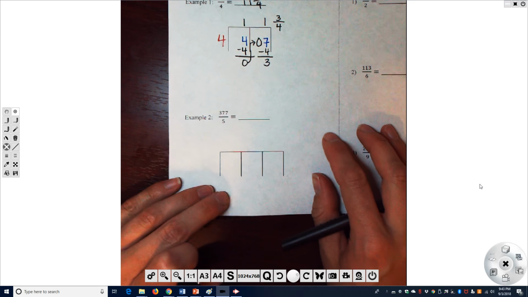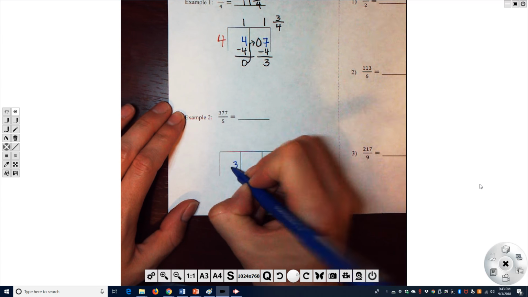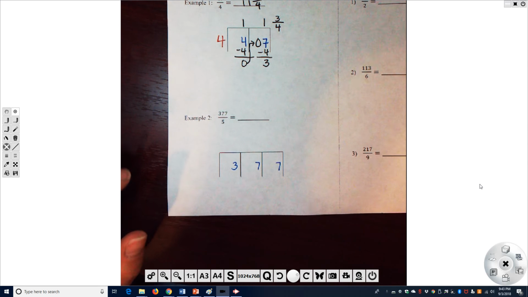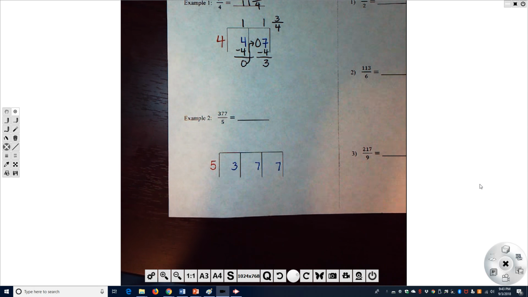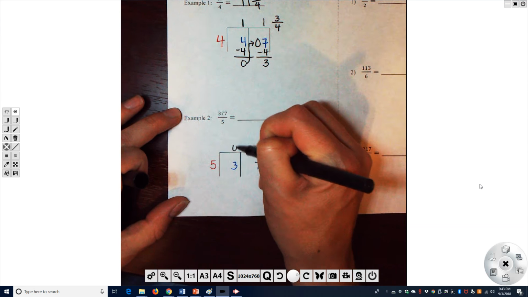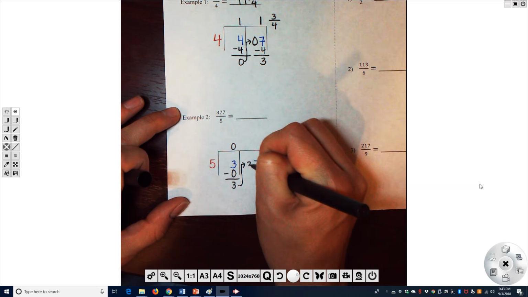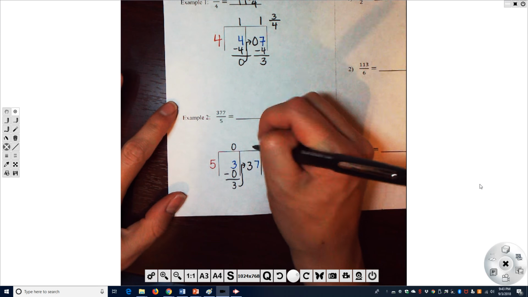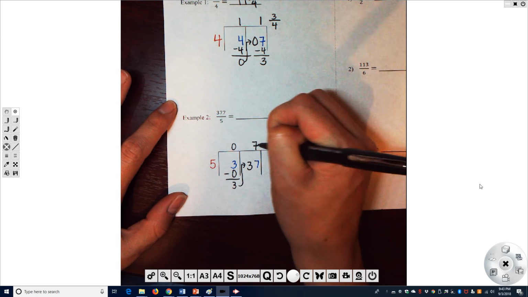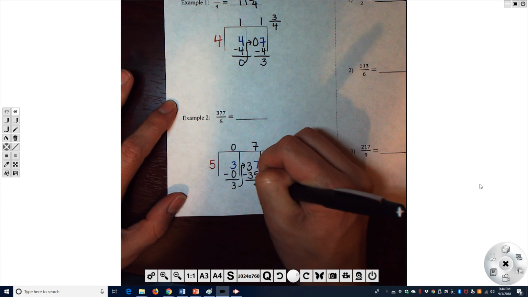Okay, let's look at example 2. Set this one up. We're going to have 377 and 5 on the outside. And then how many times can 5 go into 3? It can't, because 3 is smaller than 5. How many times can 5 go into 37? The closest you can get is 7, because if you do 8 times 5, it's 40, so it's too big. So we have 35. We subtract, we have 2 left over.